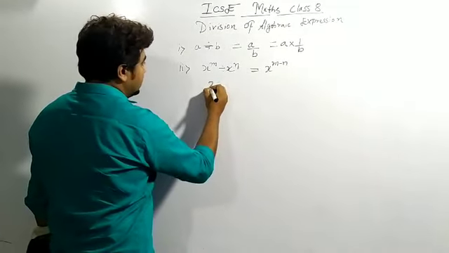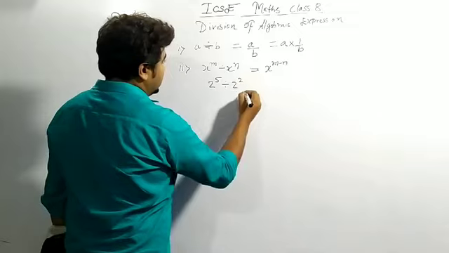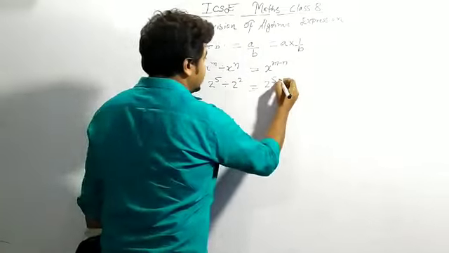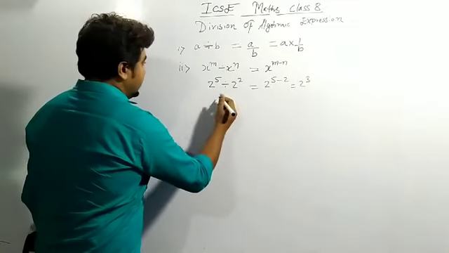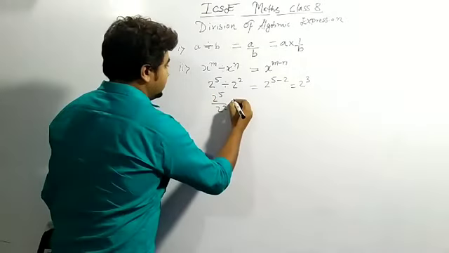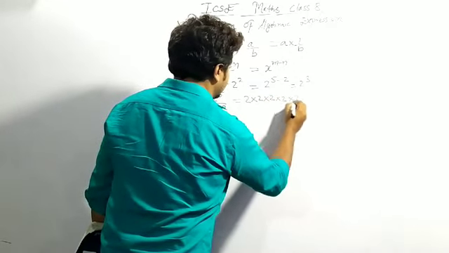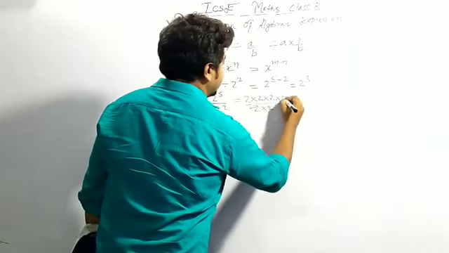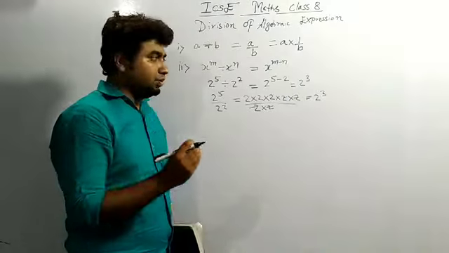One example, if I am giving 2 to power 5 divided by 2 to power 2. So we can write it as 2 to power 5, m here is 5 and n here is 2, 5 minus 2, so 2 to power 3. Or the other way also we can think of it: 2 to power 5 is 2 into 2 into 2 into 2 into 2, and 2 square is 2 into 2. So two 2s will be cancelled. How many are left? 1, 2, 3. So this is also 2 to power 3. So this way also we can write.